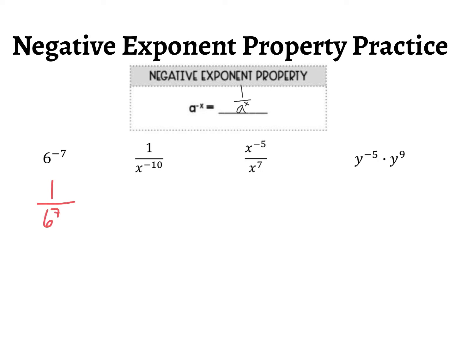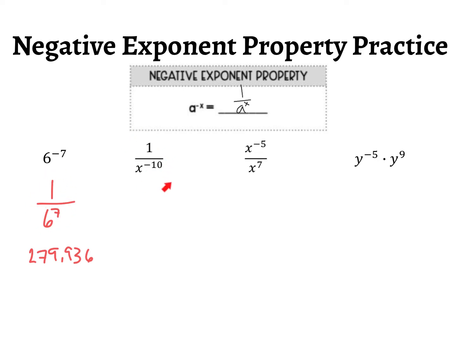Now 6 to the 7th power is 6 times 6 times 6 times 6 times 6 times 6 times 6, which is the same thing as saying 279,936, which is some crazy number. I think that if we leave it as this, I would be completely satisfied.